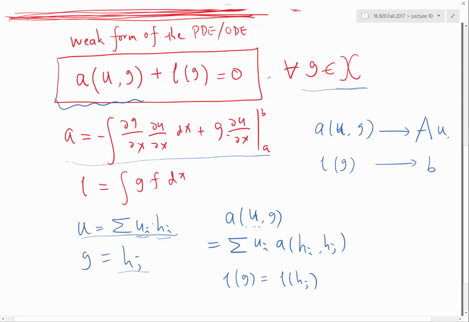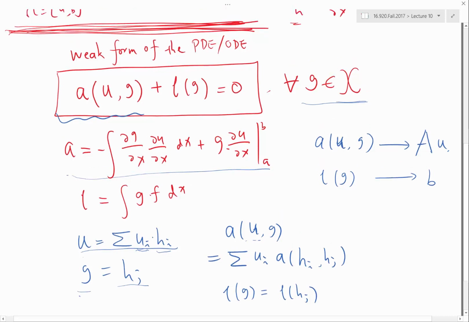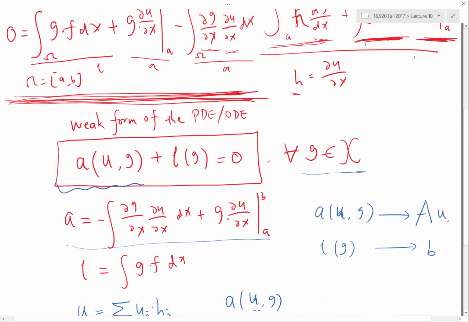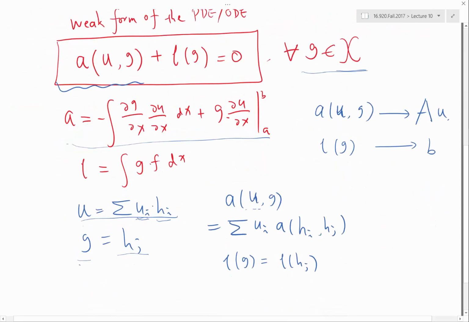So when we start doing the blue math, what we're doing is we now restrict U into a finite dimensional space. We also restrict G into the same finite dimensional space. But when we are deriving the weak form, G actually can belong to an infinite dimensional space. For example, the space of all differentiable functions.